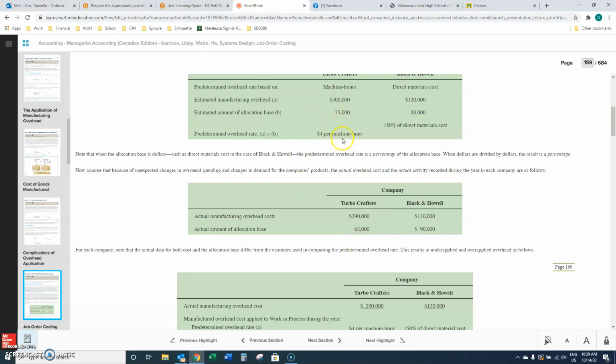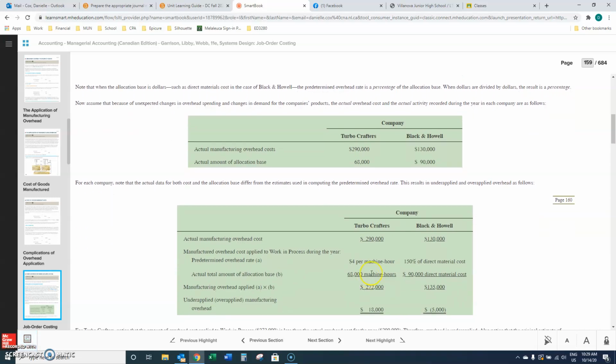So once you calculate your rate, then forget about these estimates. You use your actual amount of your allocation base times your predetermined overhead rate throughout the year, and then at the end of the year you look and say, well, our actual was this, and this is what was applied during the year, so did we apply too much or did we not apply enough? And that will be your under or over applied overhead. Okay, so hopefully that answers your question.